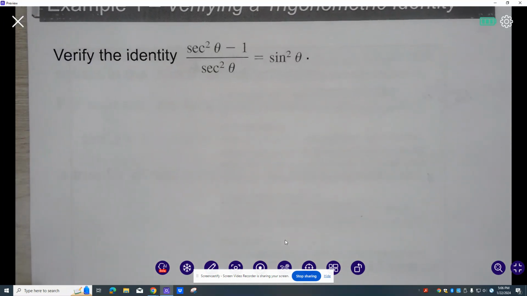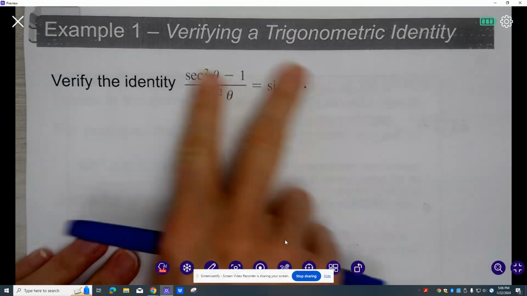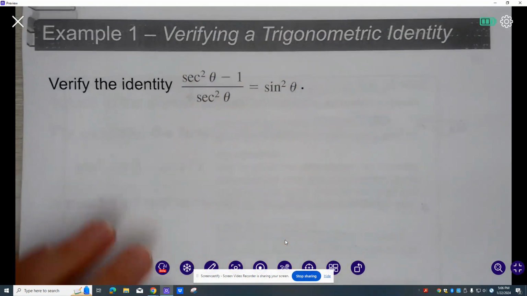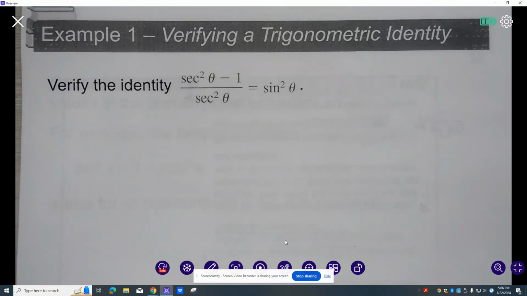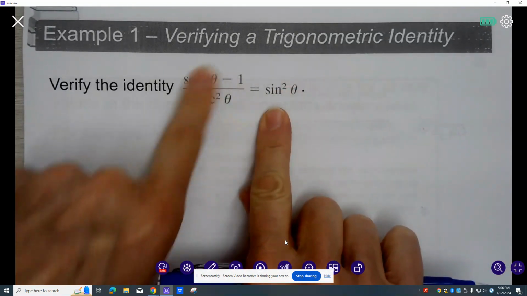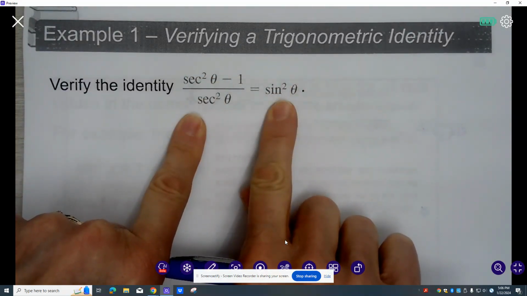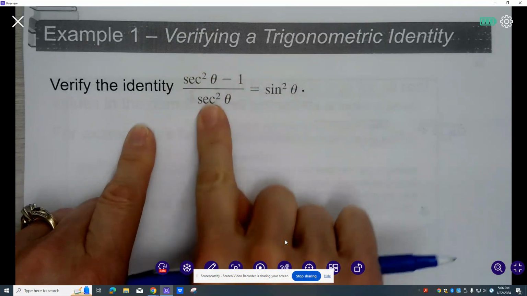So this is what you want to, example 1, definitely put in your notes. If you need to, pause the video and copy that problem. What I want to show is that I want to rewrite this. This is how I'm going to do this. I want to see what I can do to this side to get it to equal this side. So I'm just going to mess with this side.